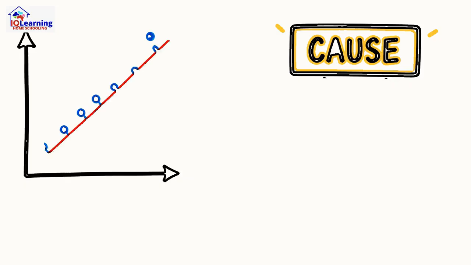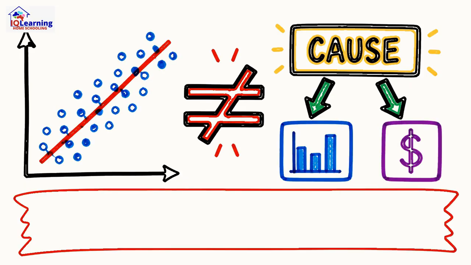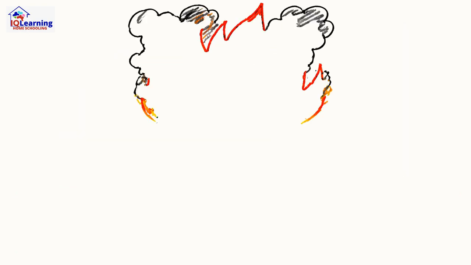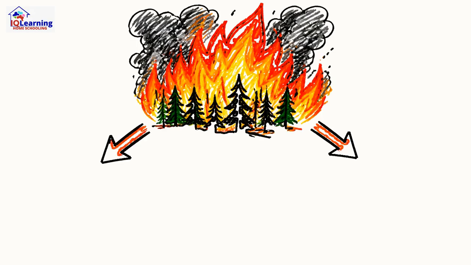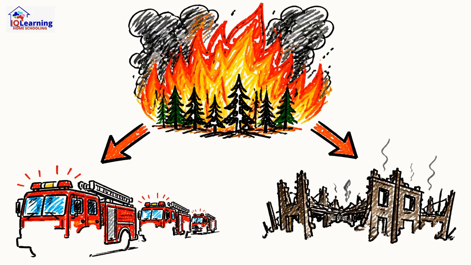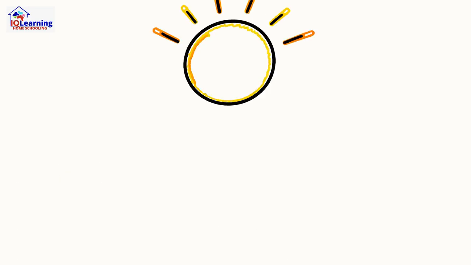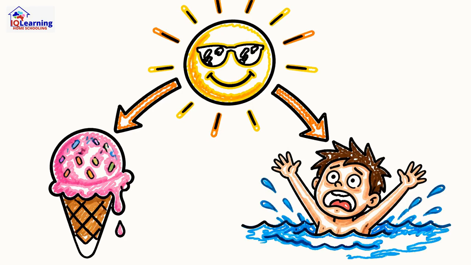But the most critical skill is remembering that a pattern doesn't automatically mean one thing causes another. Correlation is not causation. For the fires, there's a lurking variable, the size of the fire. A massive blaze requires more trucks and it causes more damage. The trucks aren't the cause, they are responding to the same cause as the damage. It's the same reason ice cream sales and drownings rise together. The lurking variable is hot weather.